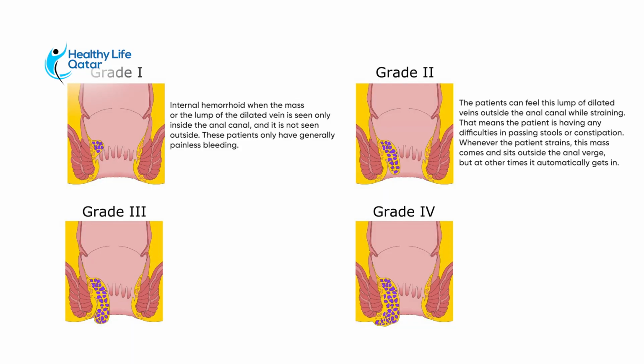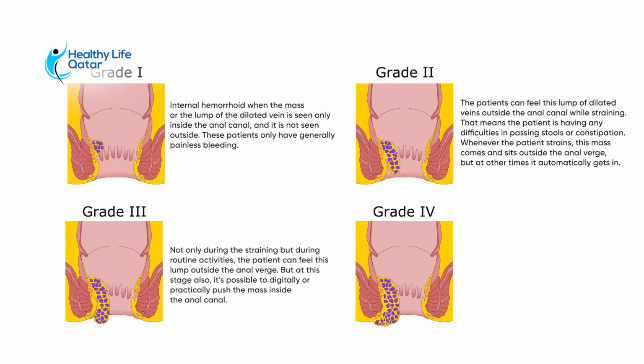While in grade 2, the patients can feel this lump of dilated veins outside the anal canal while straining. That means the patient having any difficulty in passing stools or having constipation. Whenever the patient strains, this mass comes and sits outside the anal verge, but at other times it automatically goes back in. While in grade 3, not only during straining but also during routine daily activities, the patient can feel this lump outside the anal verge, but at this stage it is possible to push the mass back inside the anal canal digitally, per rectally.